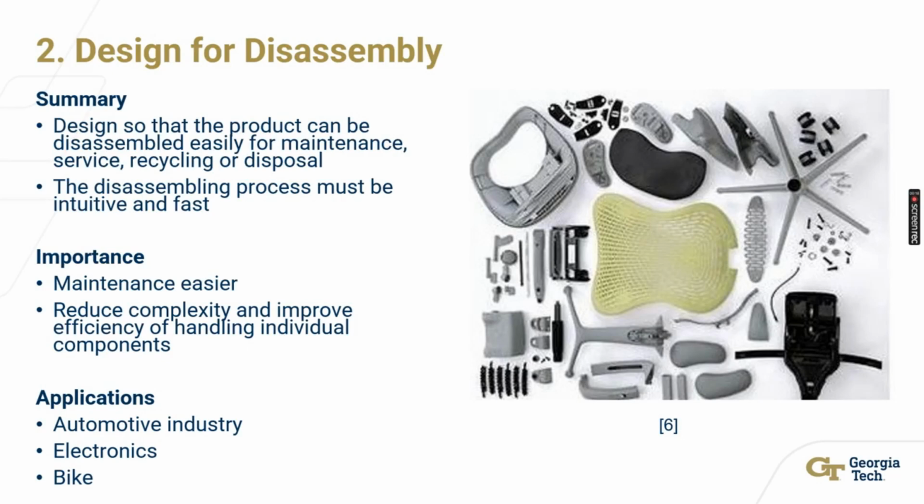Some applications are the automotive industry, where bumpers and headlights can be easily replaced. Electronics, where batteries and other parts are also easy to replace to extend the device's lifespan. An example of an everyday product that implements design for disassembly is a bike. Removing the wheel from the bike is easy because of the removable fasteners with the use of correct tools.